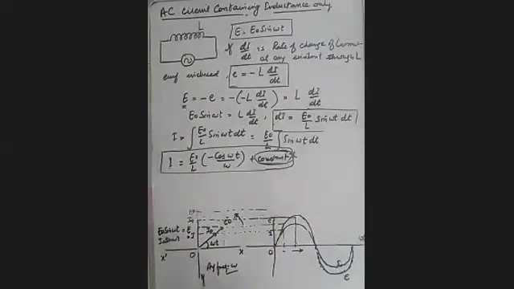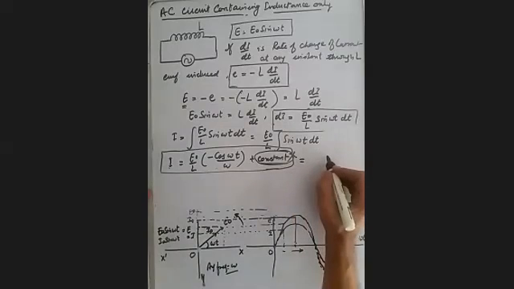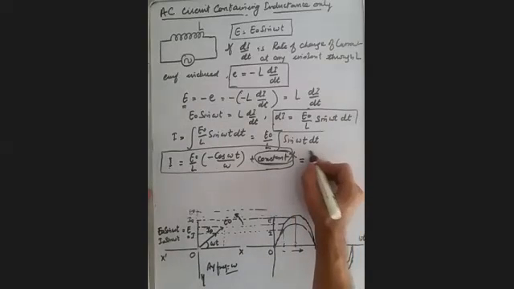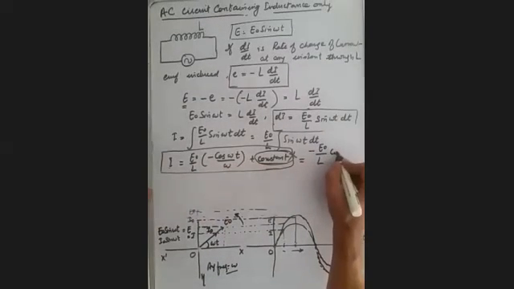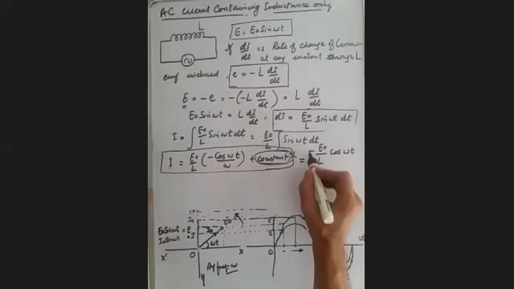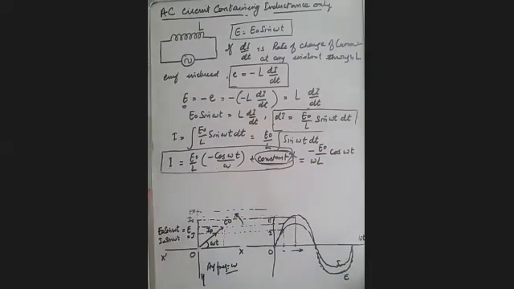So we'll not consider this constant, and finally what we get is E naught minus E naught, because this minus outside, upon L cos omega t and omega here. So this will be the value of current.